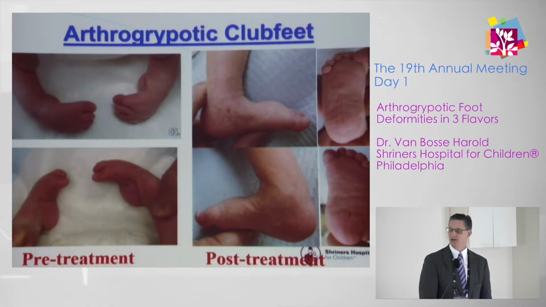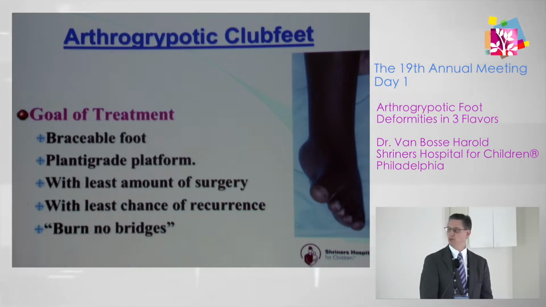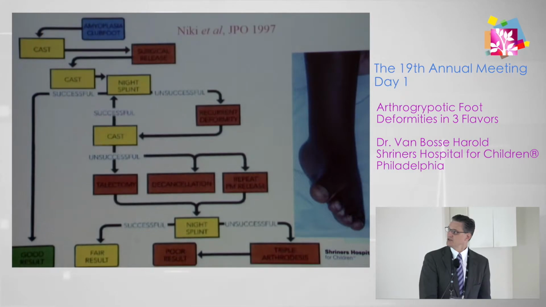And actually, if I look at these now, this is quite simple. The harder ones we'll talk about in a little bit. The goal is to end up with a braceable foot, one that is flat to the ground, that makes a good platform. Do this with the least amount of surgery and hopefully the least chance of recurrence, but especially no bridges burning. This is an algorithm that was published just over 20 years ago about treating arthrogrypotic club feet.